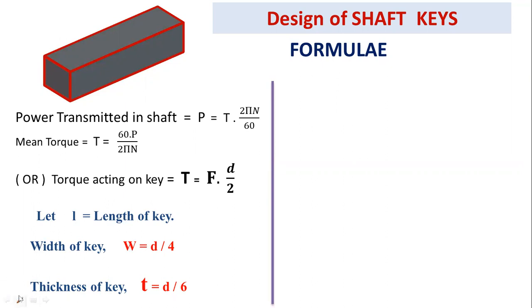From this diagram you can observe that from here to here is the width of the key, from here to here is the thickness of the key, and from here to here is the length of the key. So the width of the key is nearly equal to diameter by 4, and the thickness of the key T equals diameter by 6.